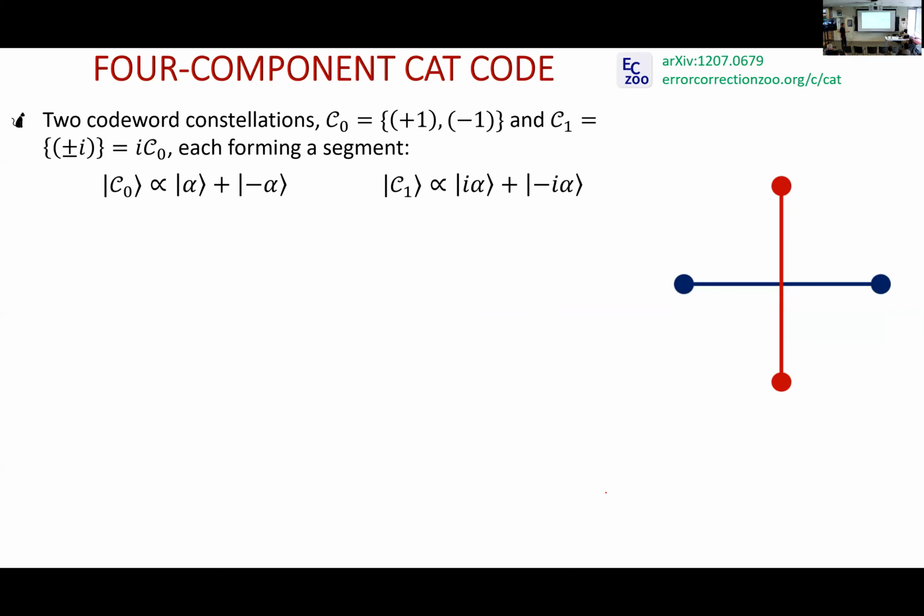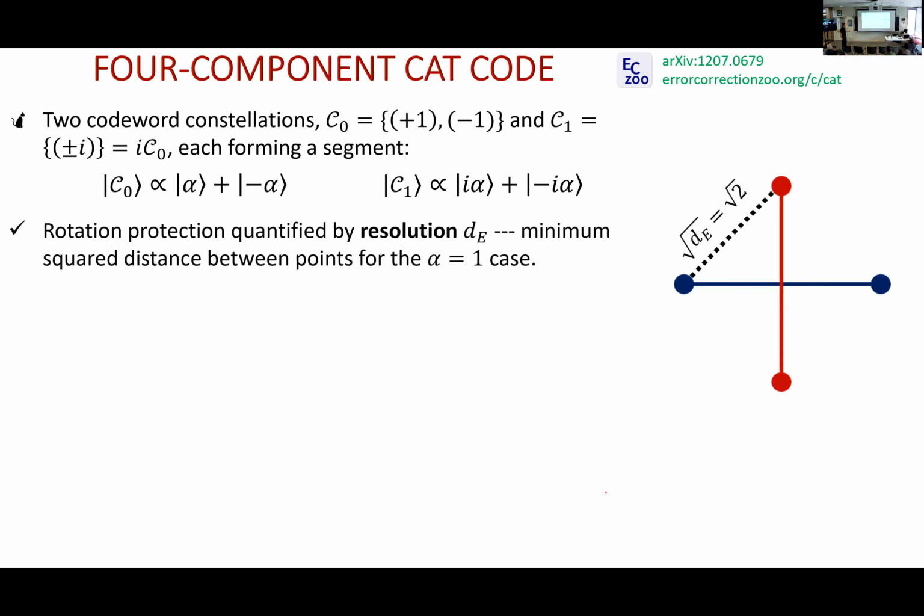Now, maybe I'll tell you why these codes are useful. Mathematically, each code word is an equal superposition of points in a constellation, C0 and C1. I told you the constellation here was just a line segment, alpha minus alpha, and here i alpha minus i alpha. Now, what do these codes protect against, and how much time do I have? Oh, cool. Am I going too fast? Feel free to stop me and ask any questions.